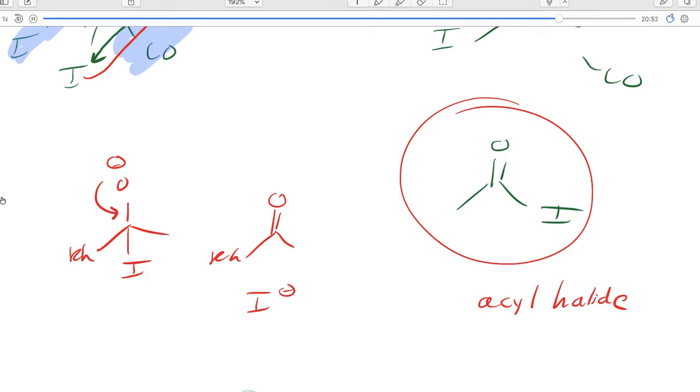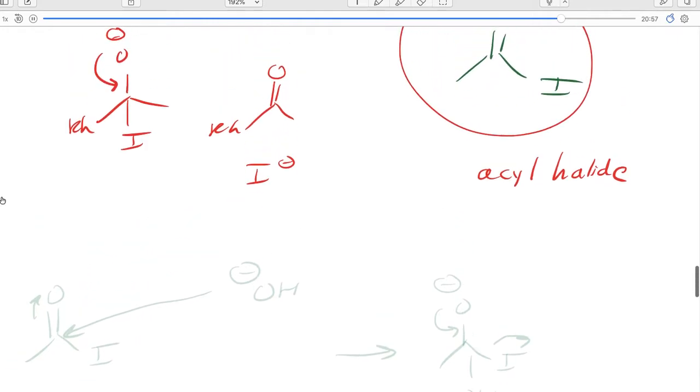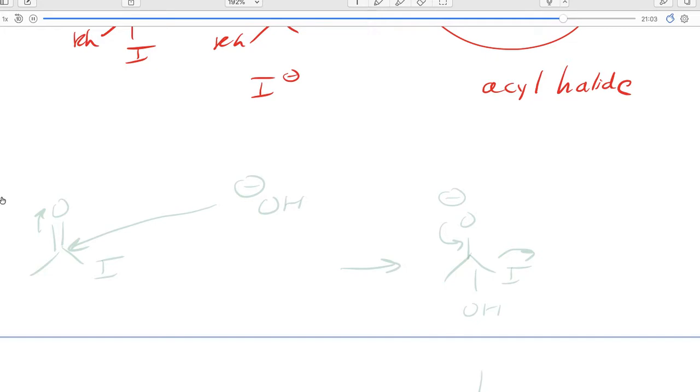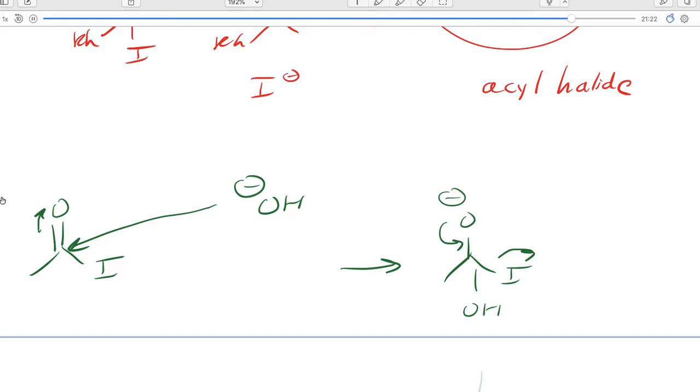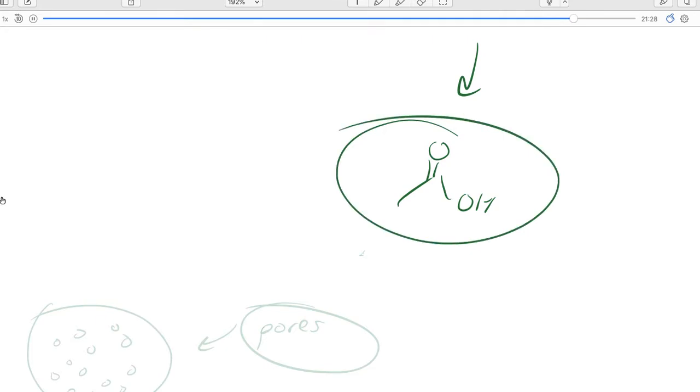So then with this acyl halide, we use this reaction only to get to the acyl halide. What we do next with the acyl halide is just do a simple substitution reaction. So we could just do O minus, swing it in there, then swing up. So we get O minus, I, OH, bring it back down, bring it off, and voila, we have our acetate group. Our acetic acid.